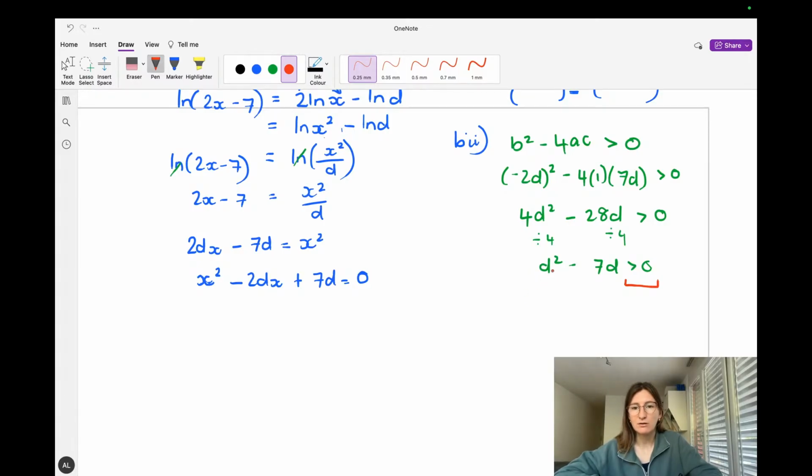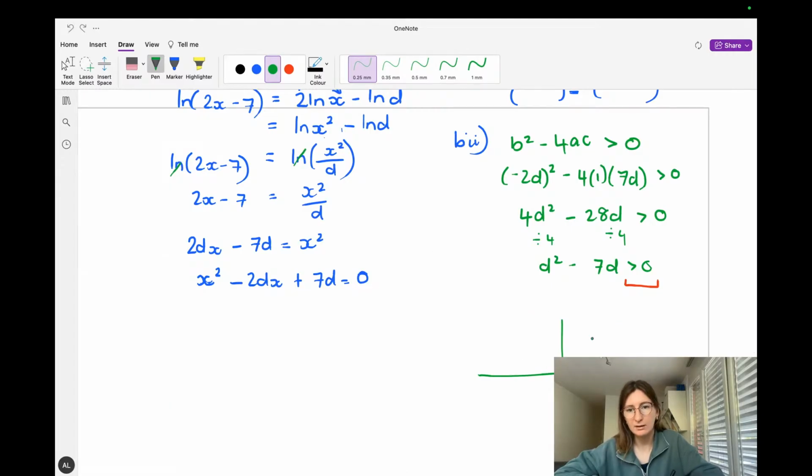So d squared minus 7d, that is a quadratic. Let's do a little sketch. This is not perfect. Let's just say something like that. That's my quadratic, d squared minus 7d, going through the point 0 there. Then I want to know, when is my graph of d squared minus 7d more than 0? So when, oh no, it's not going to be exactly like that.